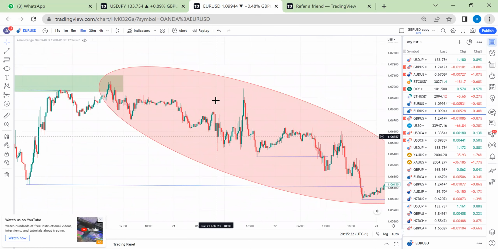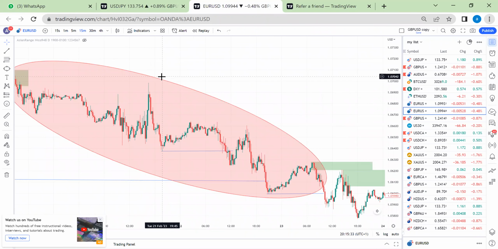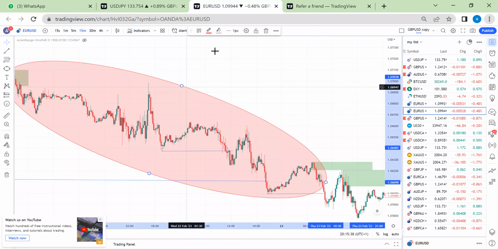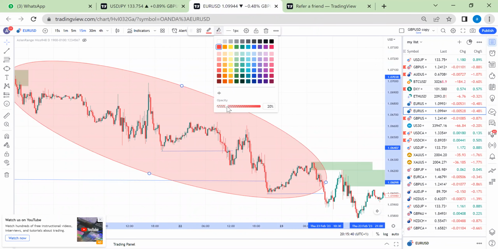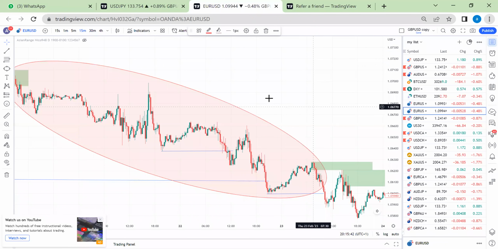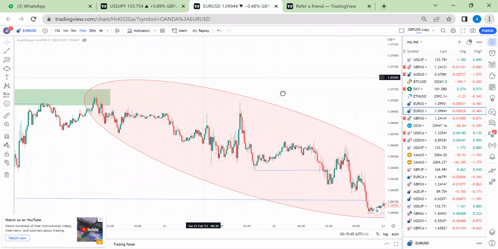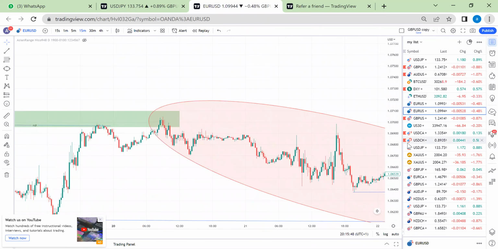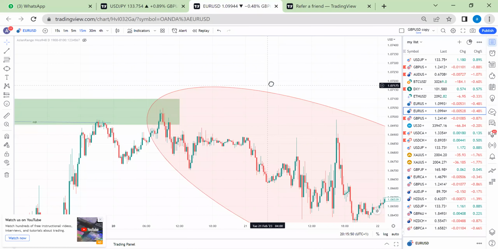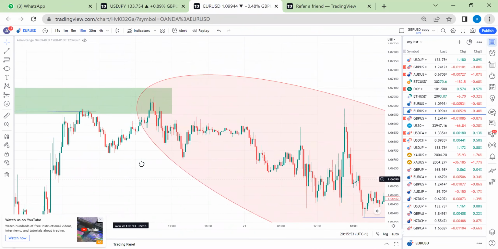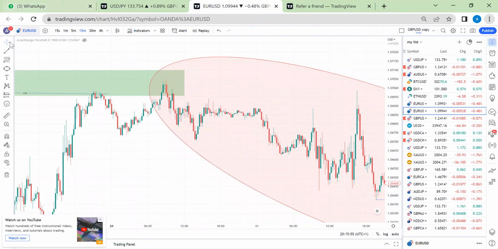Can we see that it's also giving us a lot of liquidity? Can you see? Let me reduce the thickness of this. So inside here we have a lot of price action that's giving so much liquidity sweep that we are looking for. Okay, so we can see we have our change of character from this point.